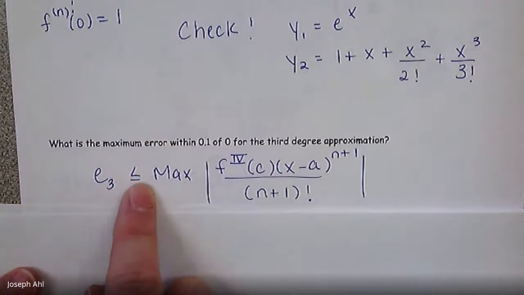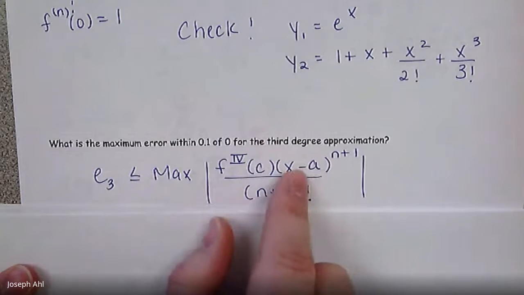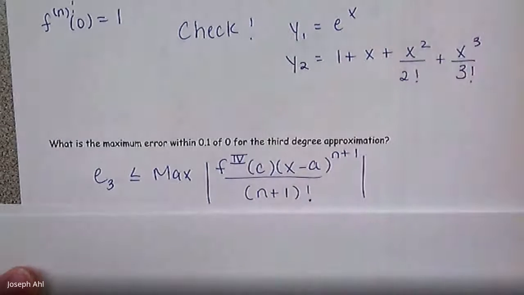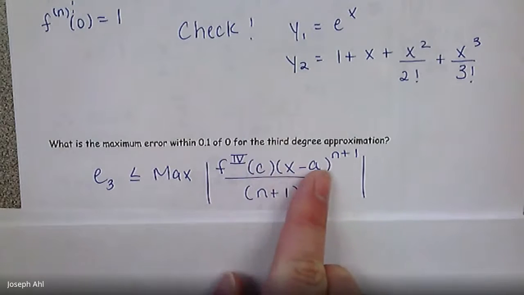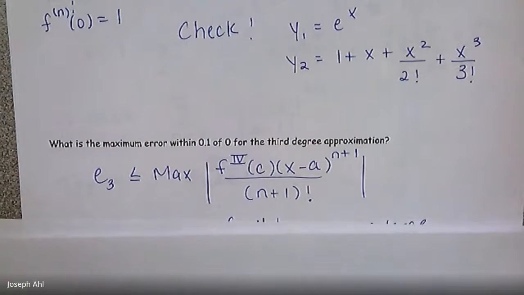The error is going to be less than or equal to the max of the absolute value of this expression right here. And we haven't done this in a while, but again, if you go back to, it might be even as early as like day 20, day 21, that's when we really first learned about linear and quadratic approximations. We've done calculations like this in the past. Well, the fourth derivative at c, that's going to be pretty easy for us to find. That's just e to the c. Okay, and a, remember, is 0. So we're looking at this when n equals 3.